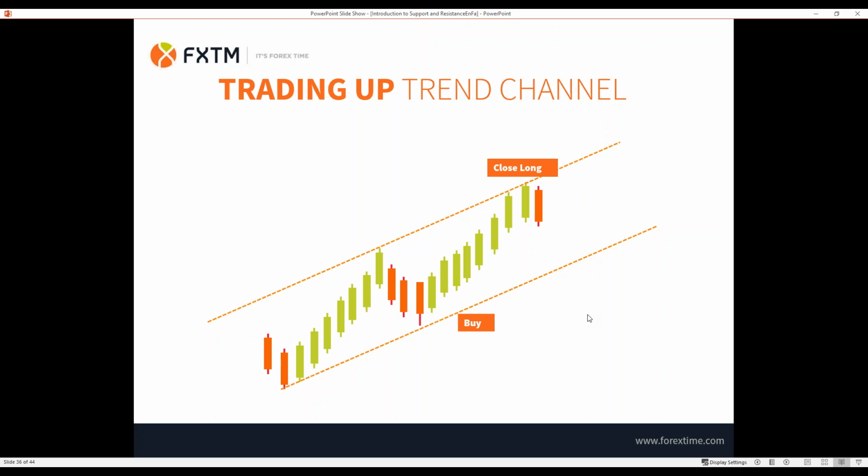And based on the theory of trend channel, prices are expected to fall lower and find support at the basic trend line. And of course, what do you do? You buy again. This is the theory of the channel.